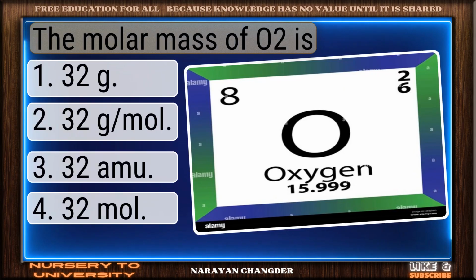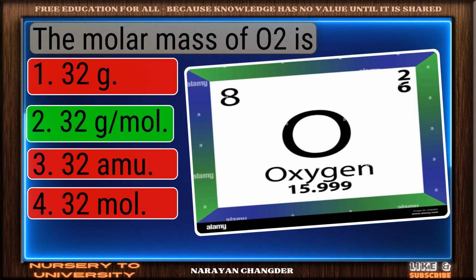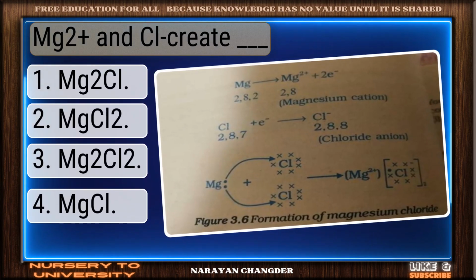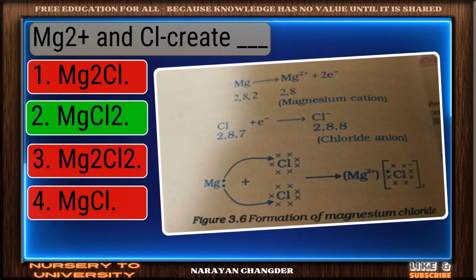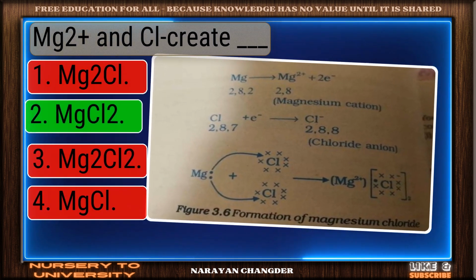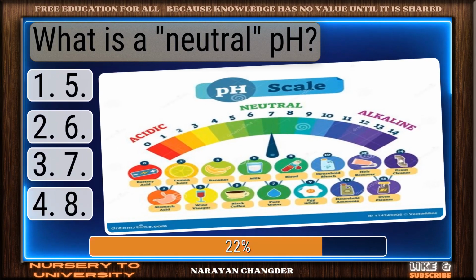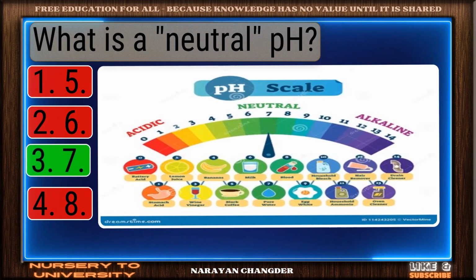The molar mass of 2 is. Excellent. 32 g-mol is a brilliant choice. G2 plus and Kil create dash. You're right. Mugsal 2 is the correct answer. What is a neutral? E. Great thinking. 7 is the right choice.